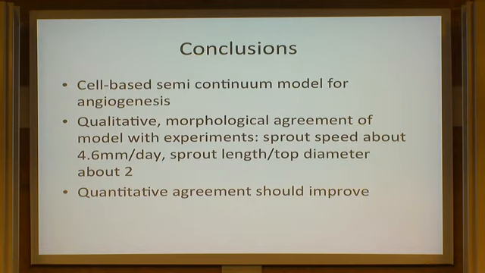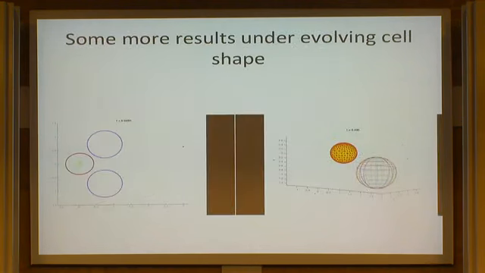However, we should do more work. We have a nice qualitative morphological agreement with the model. The quantitative agreement is something we should work on. But that's always a good excuse. I also have some more results concerning the evolution of cell shapes.